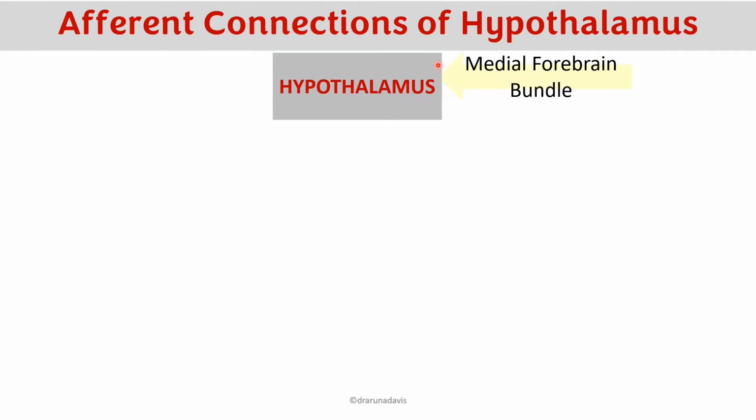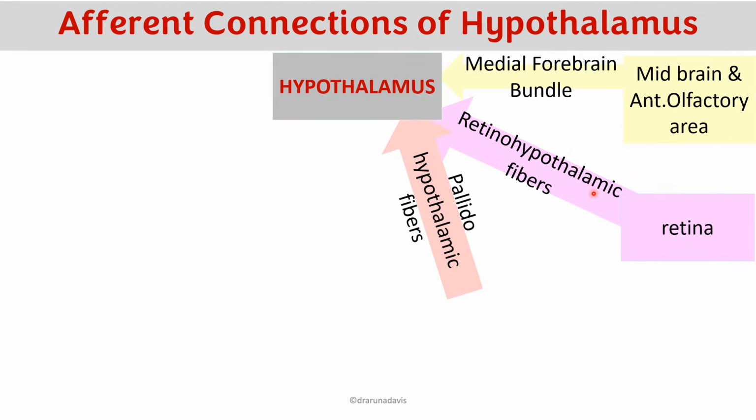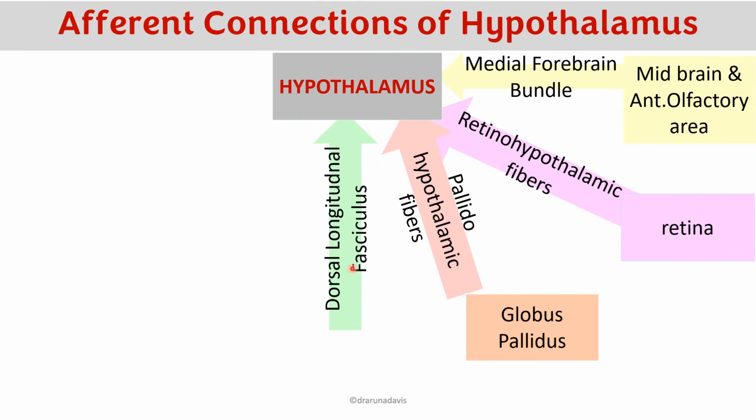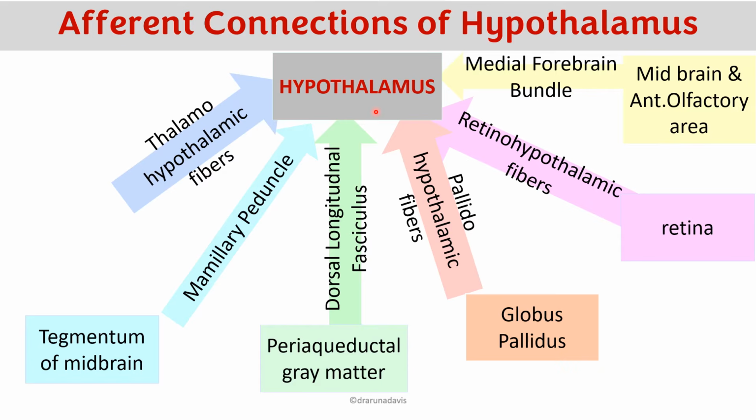Through the medial forebrain bundle we've got information reaching from the midbrain and anterior olfactory area. Through the retinohypothalamic fibers, we've got information coming from the retina. Through the pallidohypothalamic fibers, we get information from the globus pallidus, which is a part of the basal ganglia. Through the dorsal longitudinal fasciculus, we've got information coming from the periaqueductal gray matter. Through the mammillary peduncle, information from the tegmentum of the midbrain. And through the thalamo-hypothalamic fibers, important information coming from the thalamus.